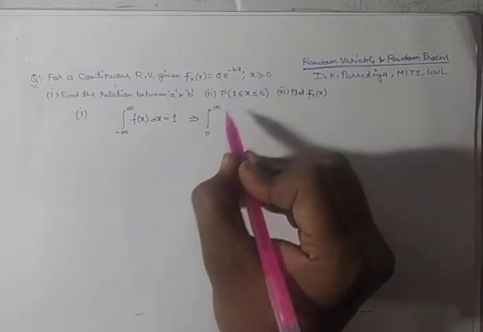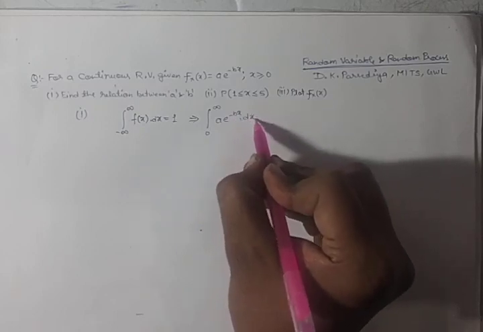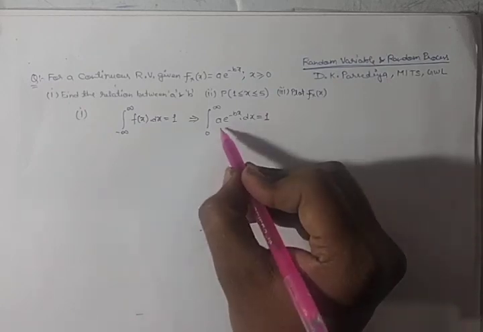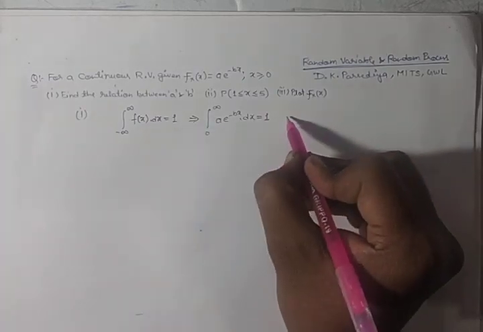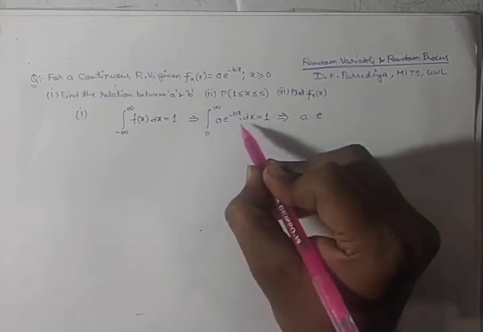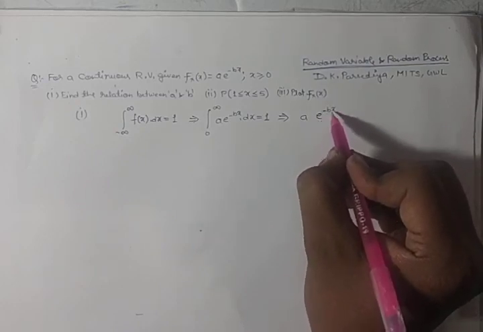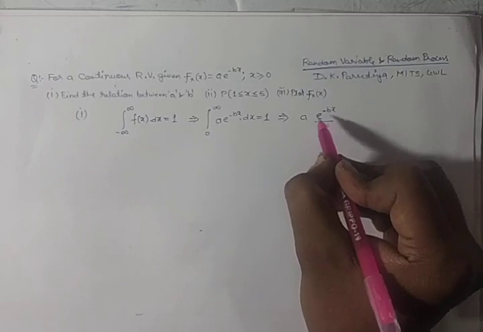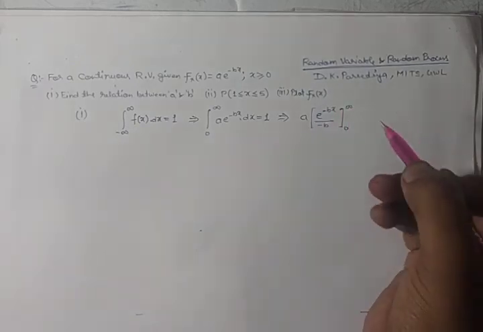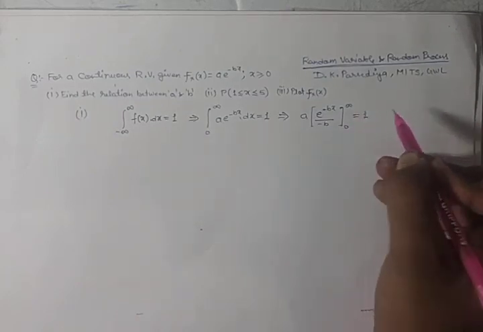Now our f(x) is a e to the power minus bx dx, and that will be equal to 1. So when we perform the integration, we get the integration of e to the power minus bx, which is e to the power minus bx upon minus b, from the limit 0 to infinity, and this will equal 1.